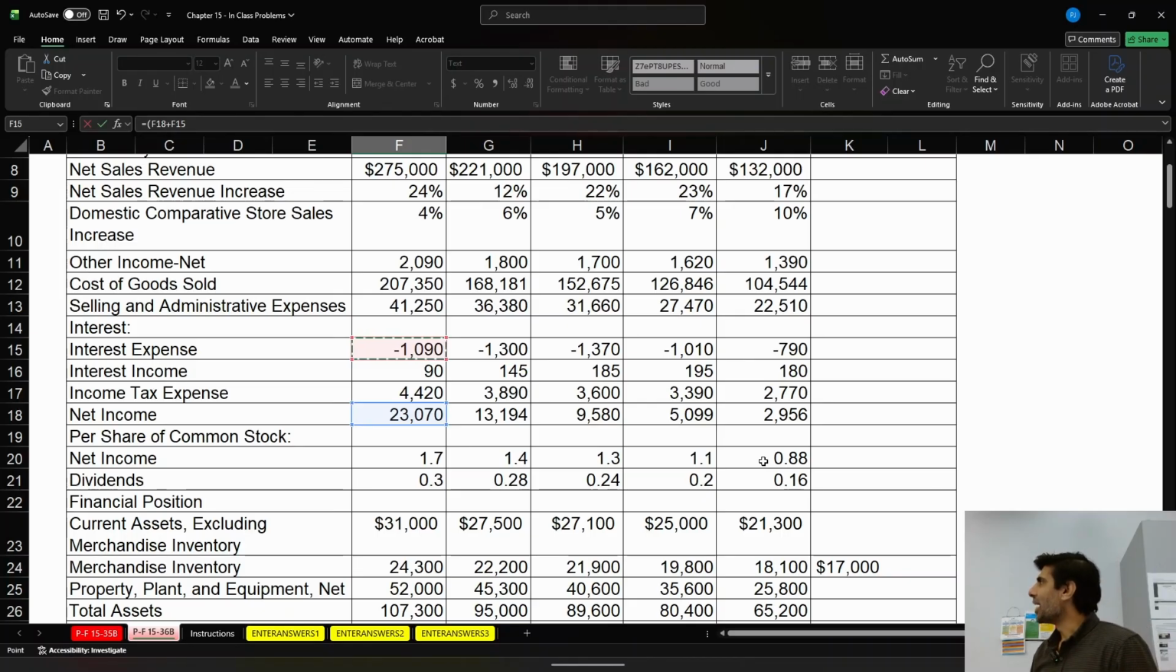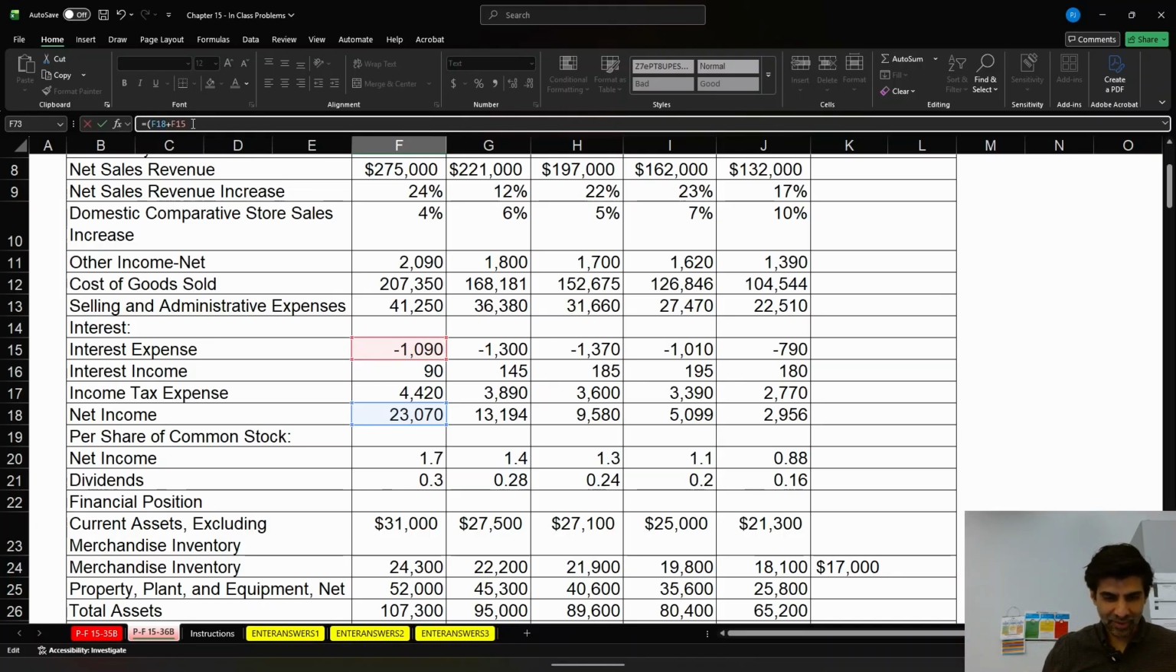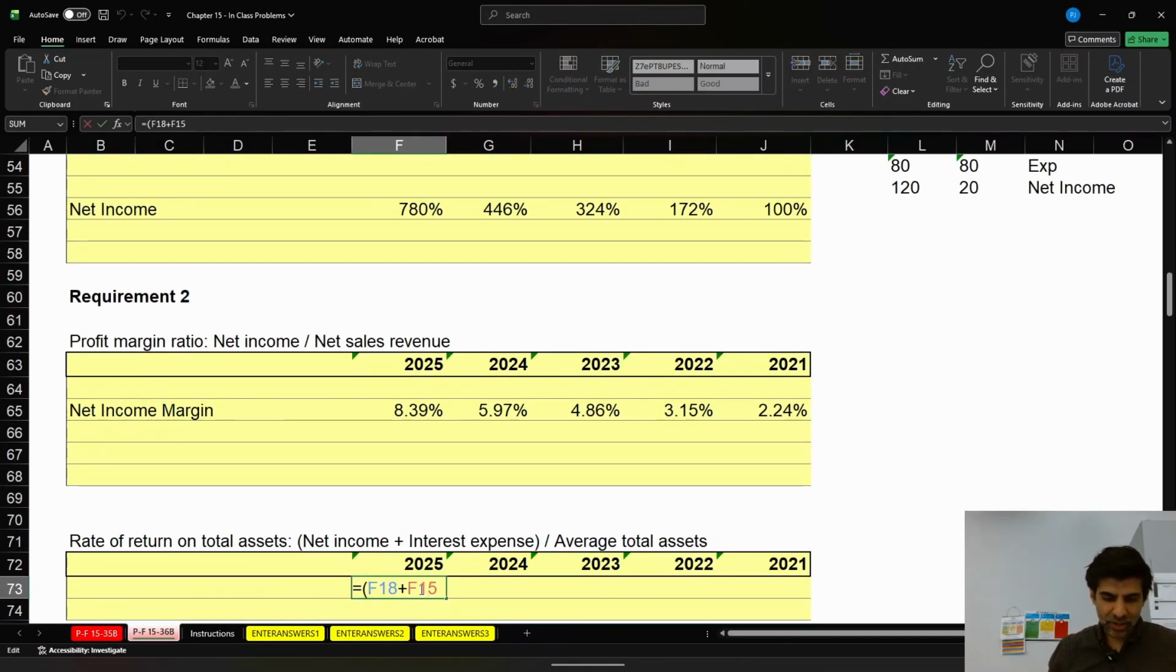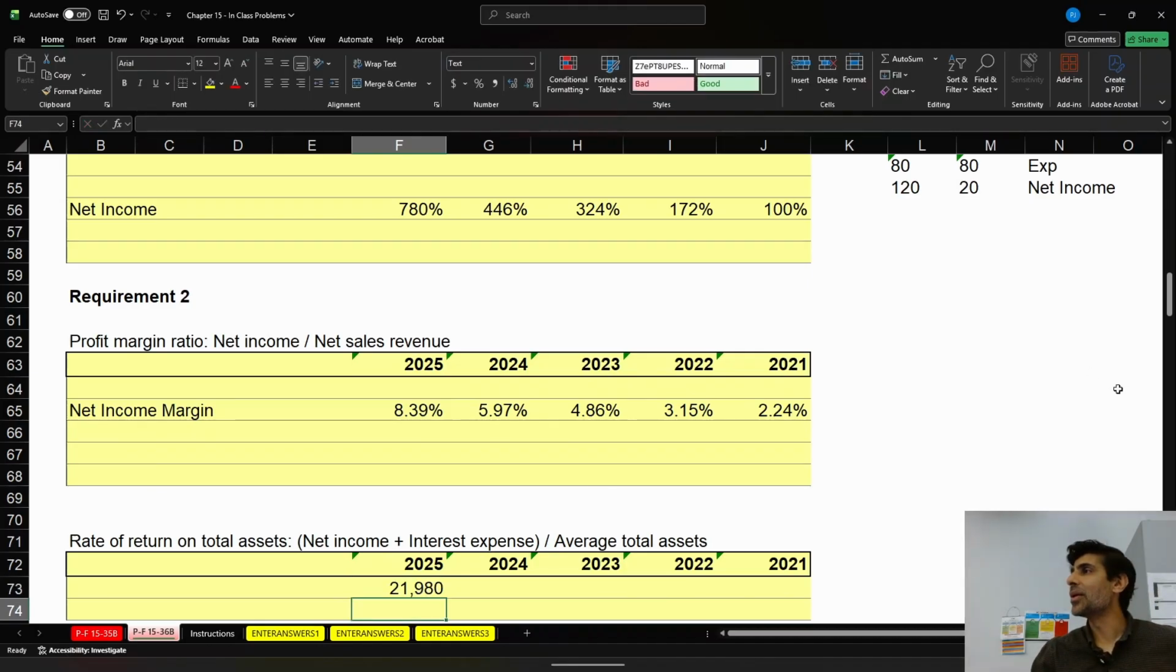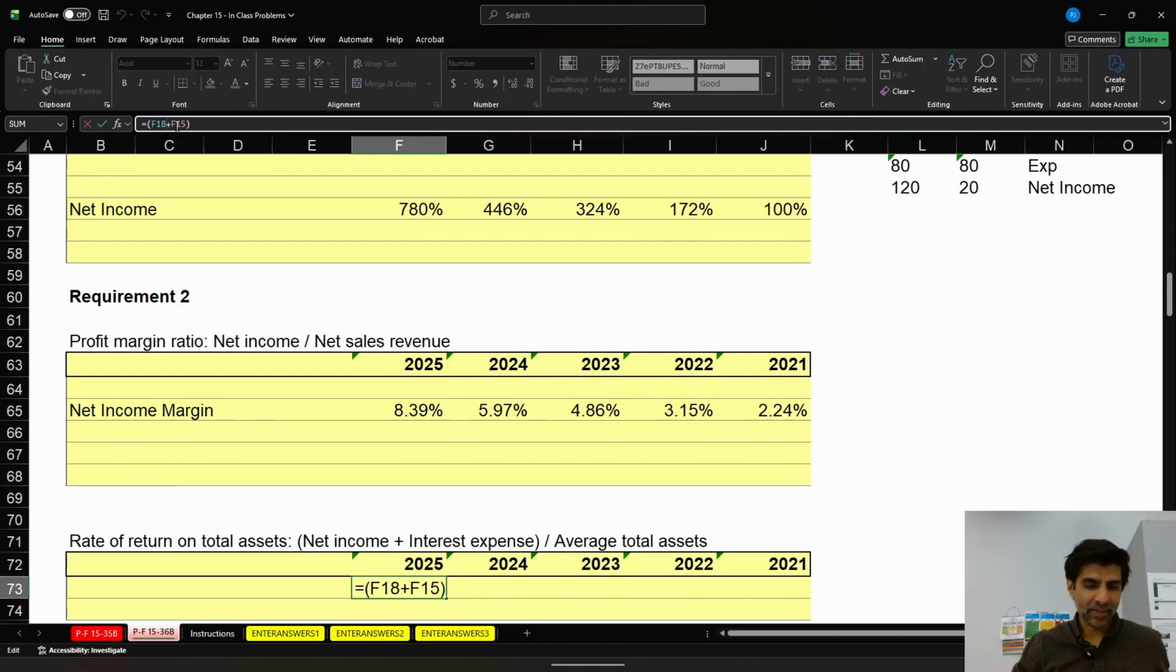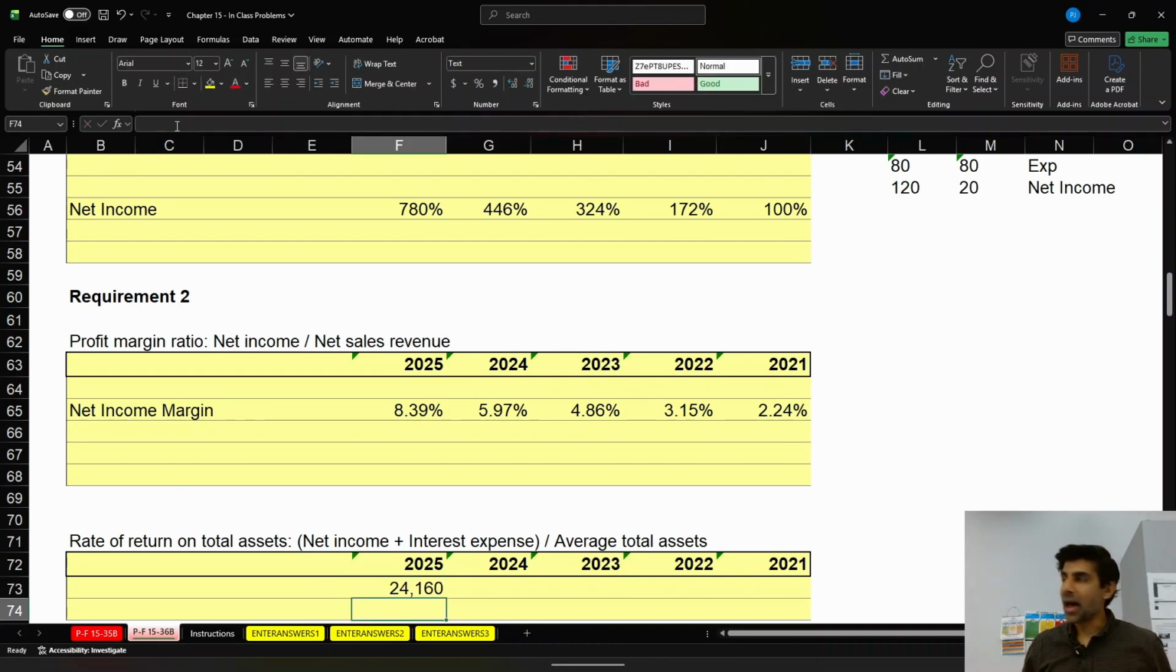Okay, so again, you have to understand the meta of what's going on here. If you just did F18 plus F15, it's going to actually subtract interest expense from net income again. So what we actually want to do is subtract. If we just did net income plus that cell, it's actually going to lower our net income, and that makes no sense, because what we're trying to do is figure out what our profit was before paying interest. So you have to actually do this as a minus sign. And now we have our net income before paying interest.